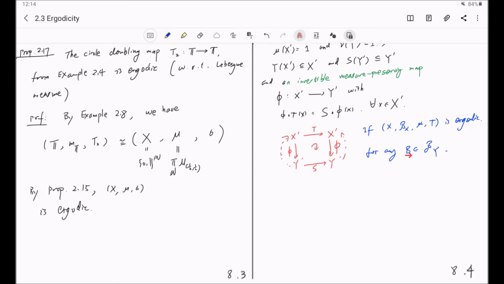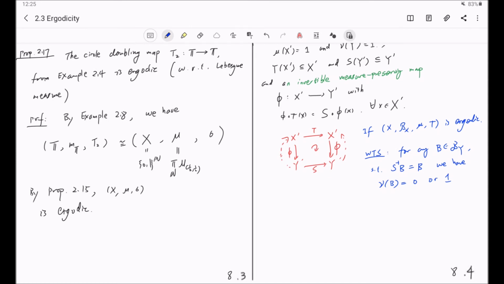we want to show that the nu of B, remember nu is a measure on Y, is either 0 or 1, which implies that we want to show that for any B in B sub Y such that B is invariant under S, we have nu of B is either 0 or 1. Remember, nu is a measure on Y.